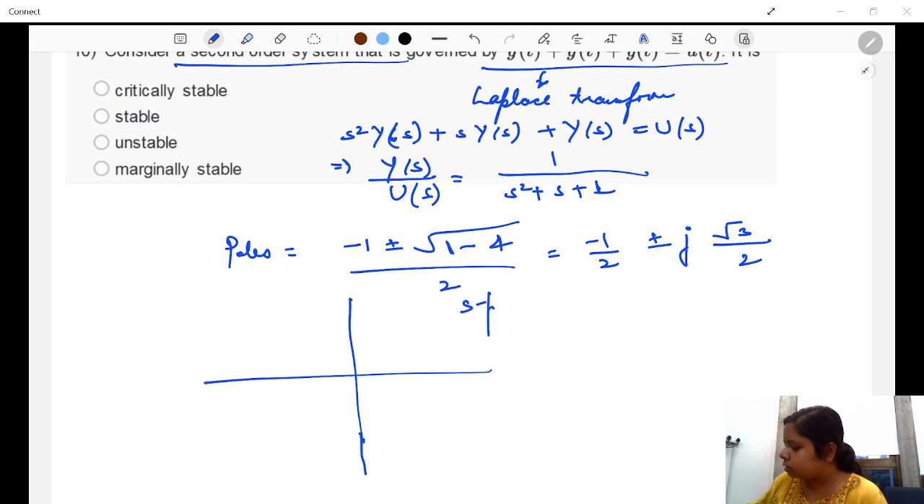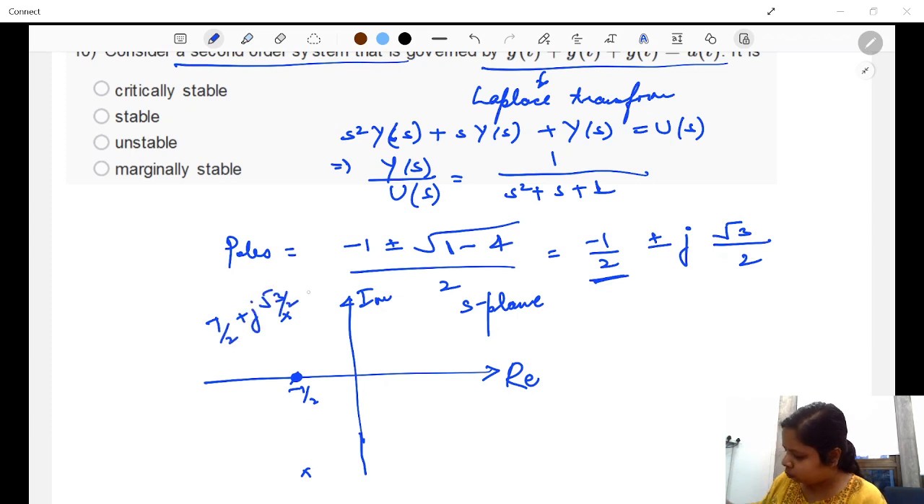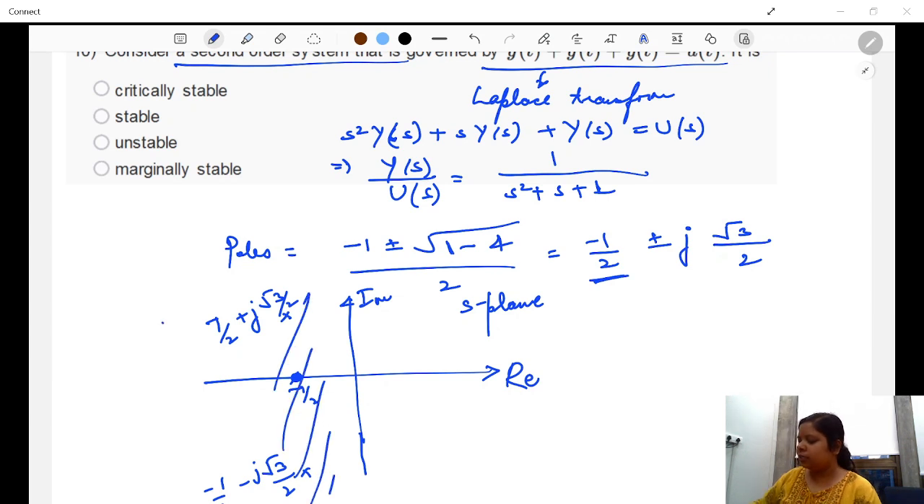So when you draw the S plane, this is your imaginary axis. This is your real axis. Since the real term is negative, minus 1 by 2, this is minus 1 by 2 plus this is the j axis. So this is one pole. This is another pole. Minus 1 by 2 plus j under root 3 by 2 is here. Minus 1 by 2 minus j under root 3 by 2 is here. So both the poles lie in the left half of the S plane. Hence the system is stable. So yes, this is your answer. Okay.